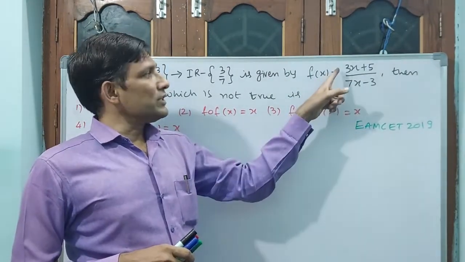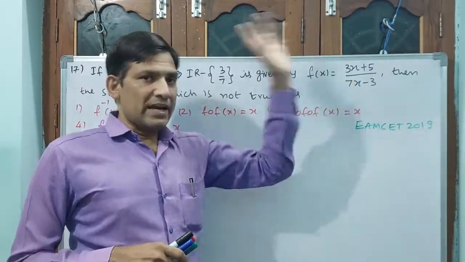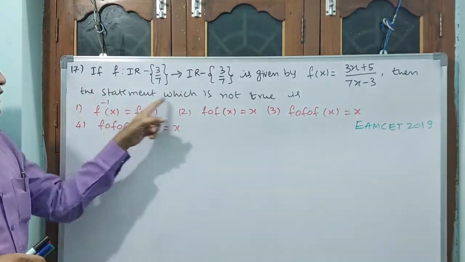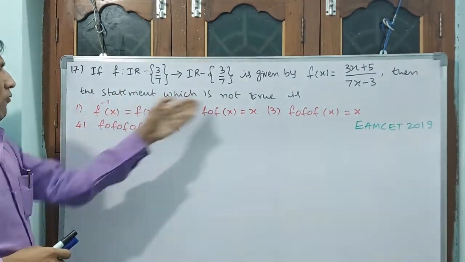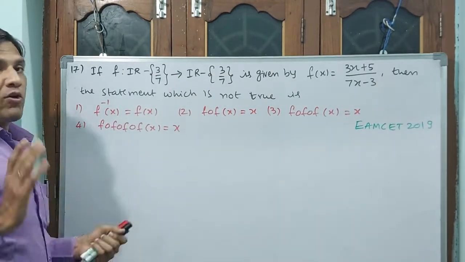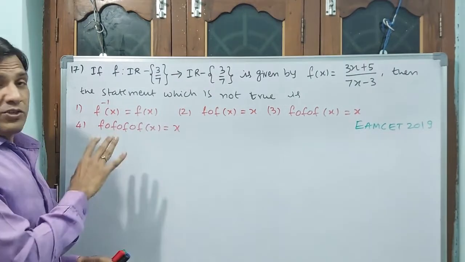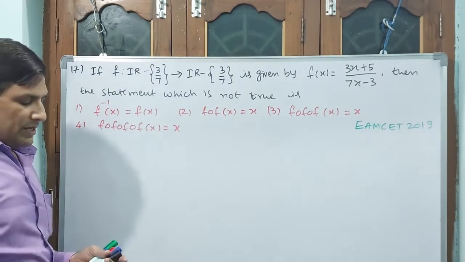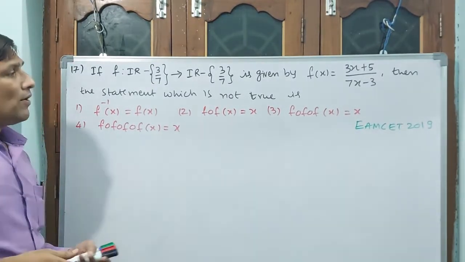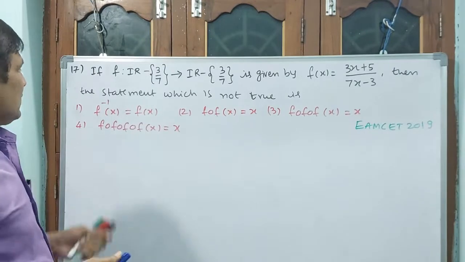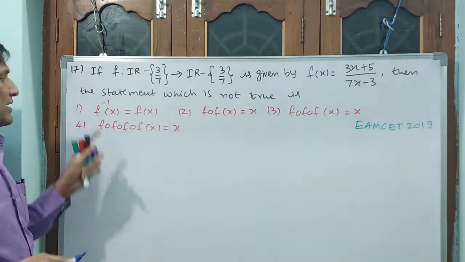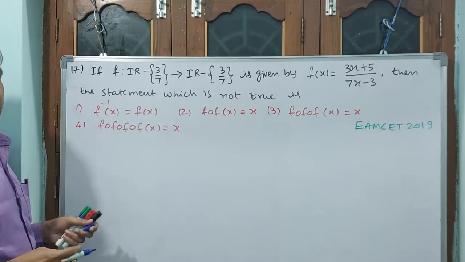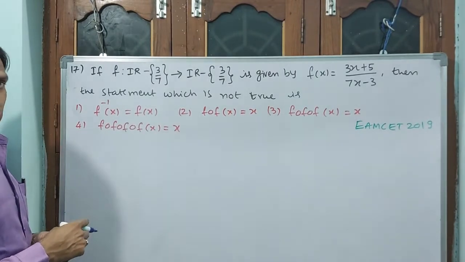F of x is equal to 3x plus 5 by 7x minus 3. Then the statement which is not true, they have given 4 statements. One by one we have to test it. If it is true, true. If it is not true, then we have to pick that one. Okay. See, proceed further here. You see f inverse of x. The first one is f inverse of x is equal to f of x, like they are mentioning. Let us see, we will find f inverse.